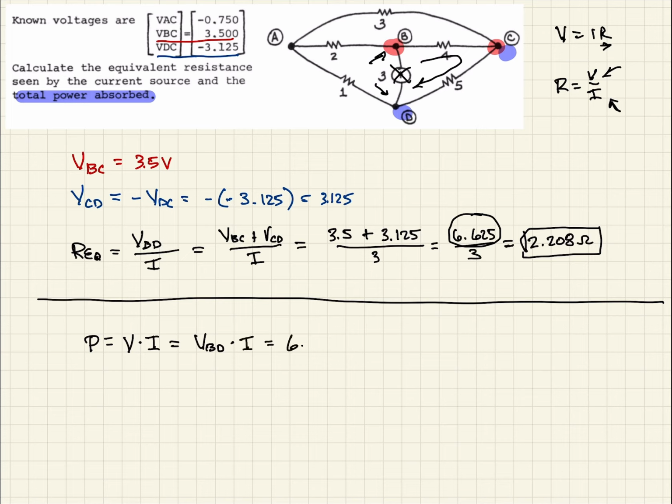So this should be 6.625 times 3. Plug that in the calculator, and that should give us 19.88 watts. So that's the answer to part 2 of this problem. So the equivalent resistance is 2.208 ohms, and the power absorbed by the current source is 19.88 watts.